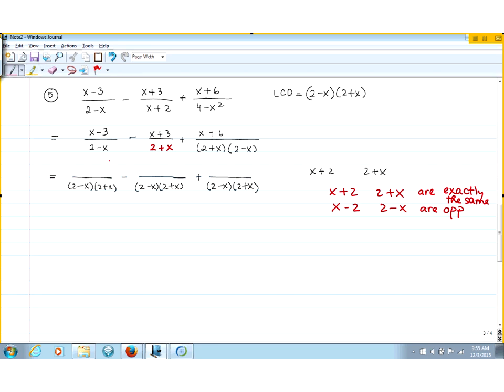Let's see. Here, what am I missing? 2 plus x? Okay, so I have to multiply by it. I have space, so I'm going to put it on the left. It depends: if you have space on the right, then do it on the right. So it's missing 2 plus x.